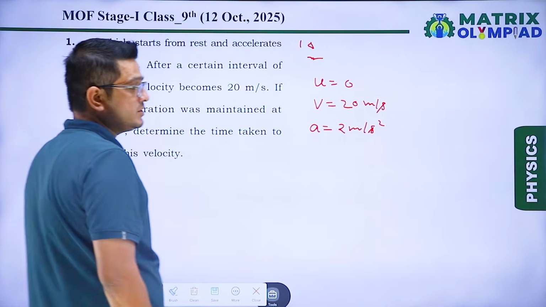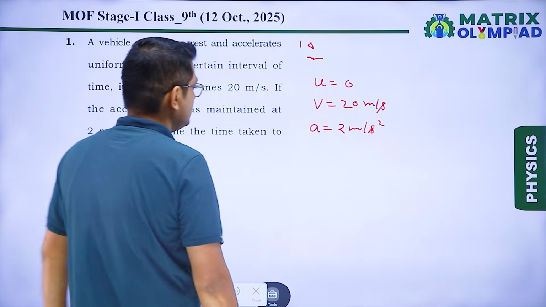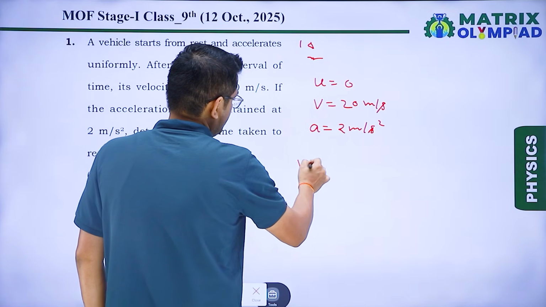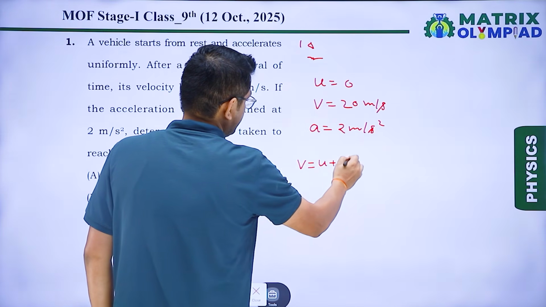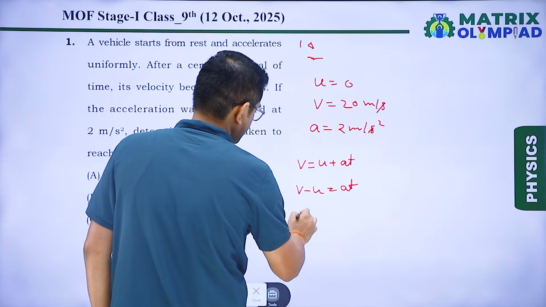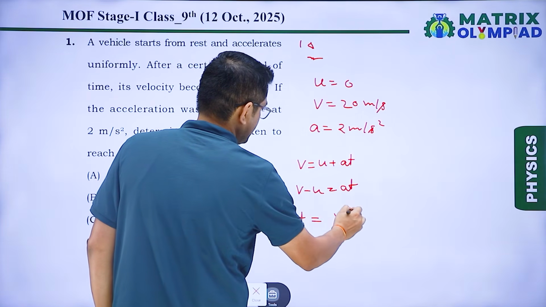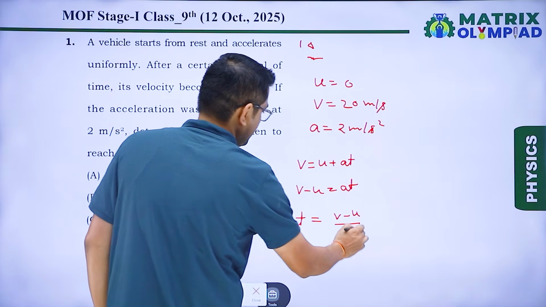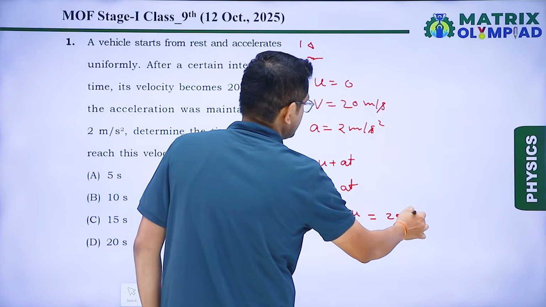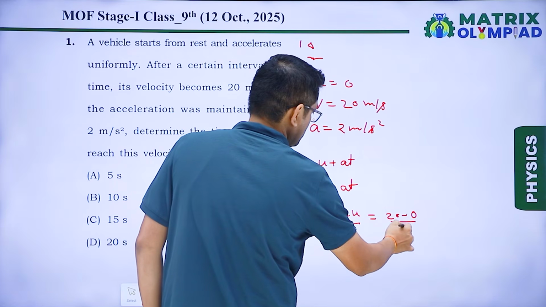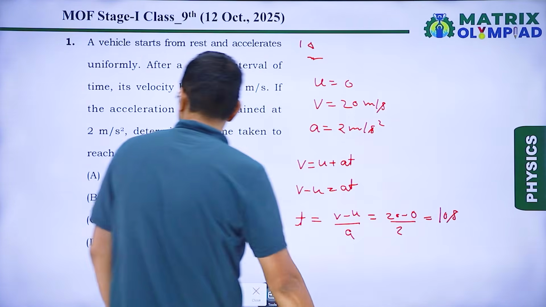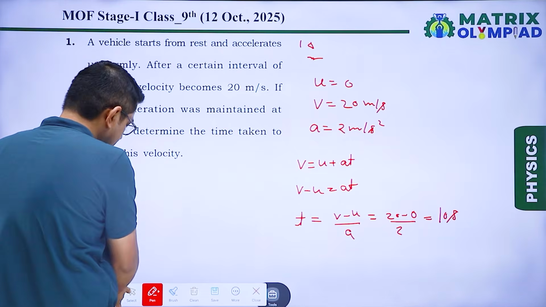So by using the equations of motion for uniformly accelerated motion, we have to find t. The first equation of motion says v is equal to u plus at. So from here v minus u is equal to at, that is t is equal to v minus u divided by a. By putting the values, 20 minus 0 divided by 2, we get the answer 10 seconds. So our correct answer is option B.